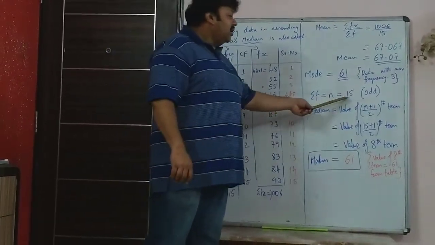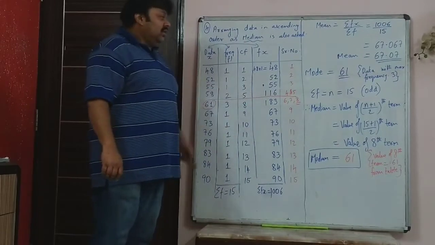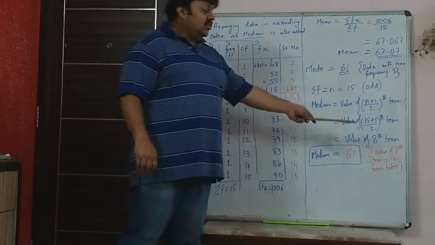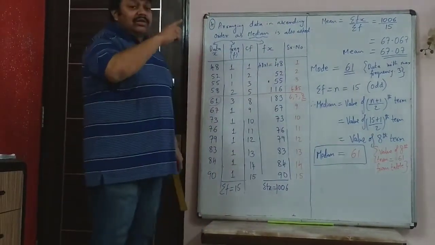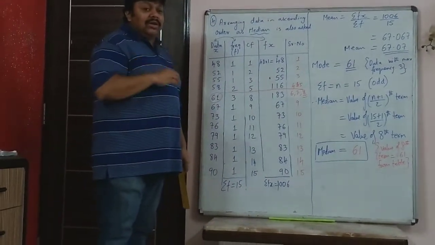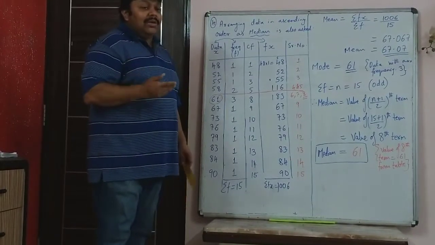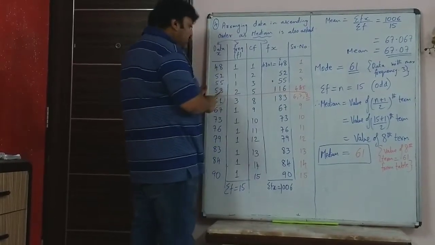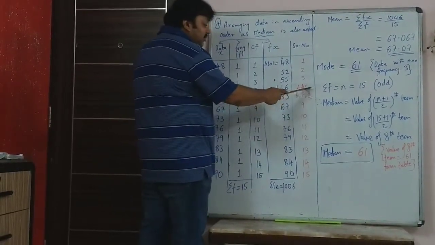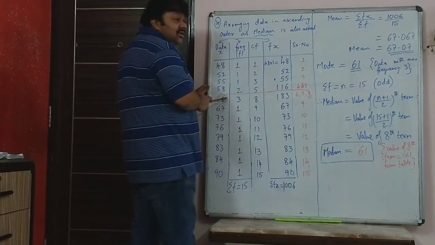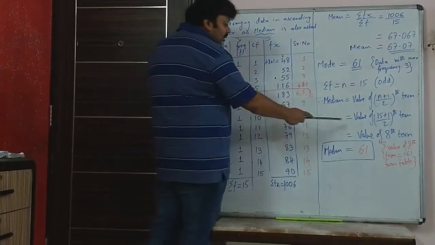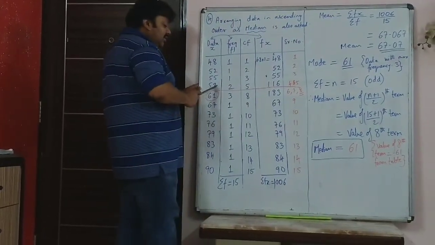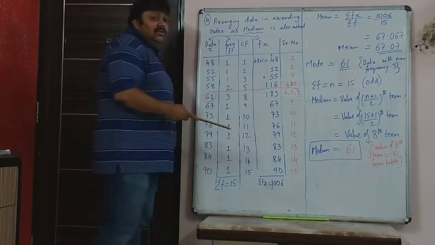And then because n is 15, sigma f was n, that is 15. It's an odd number, so you will use the odd formula. So the 8th term, the 8th person in the group, what is his particular age? That will be the median. So roll numbers 1, 2, 3, 4 and 5 had age 58, and 6, 7 and 8, all 3 of them, had age 61. So we are concerned about the 8th person in the group. The 8th person in the group has age 61. So therefore the median is 61.